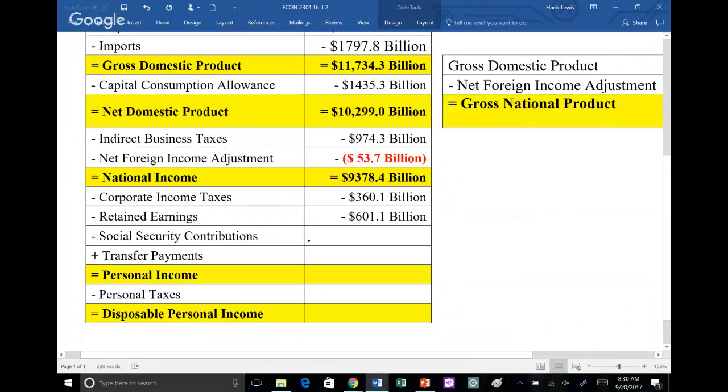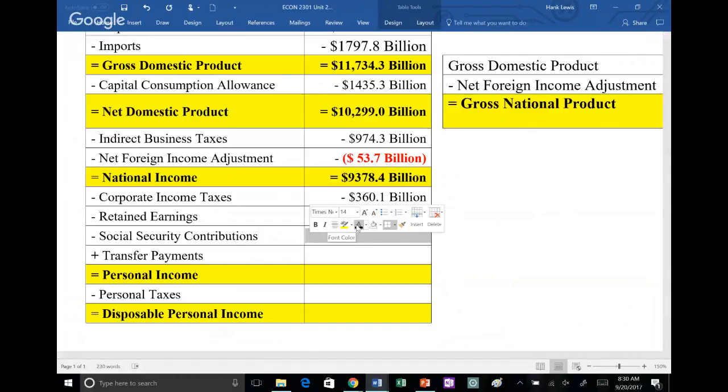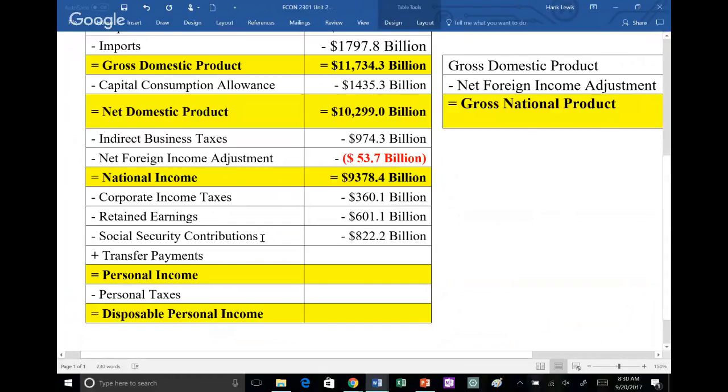Now, of course, the FICA taxes, we talked about income redistributions. That's the Social Security contributions we're talking about. This is all of the FICA taxes taken out of the wage earners that were used to fund the next item here, which is transfer payments. And notice the transfer payments are added in here. And so we got three items subtracted, one added.